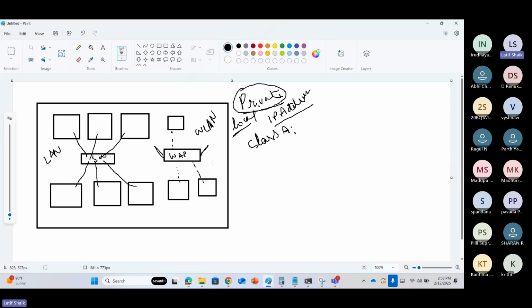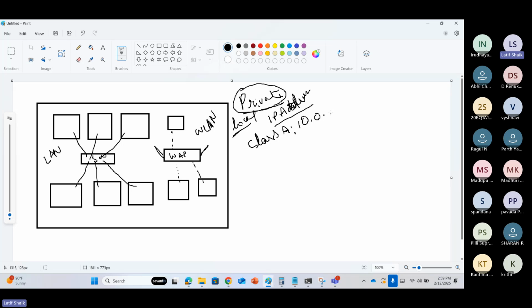Means with your private IP, you can't communicate in the public. To communicate in the public network, you require a public IP address. Guys, do you understand what is meant by a private IP address? Yes, sir. Very good.